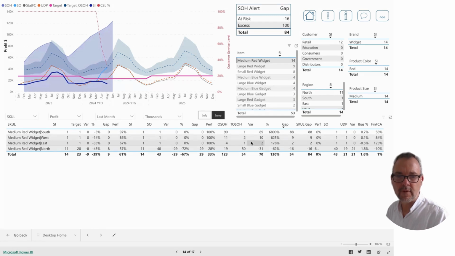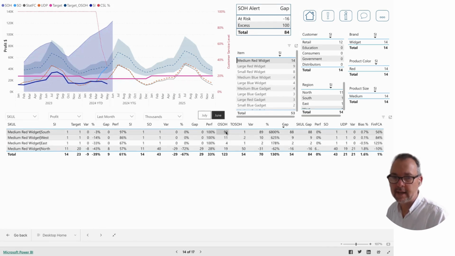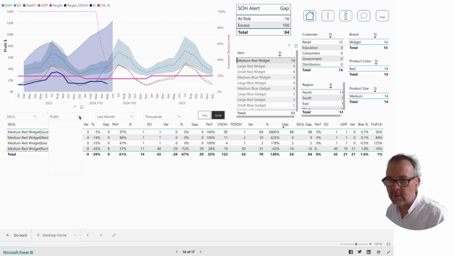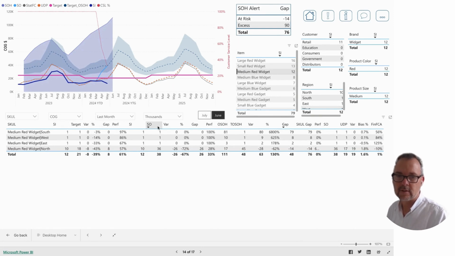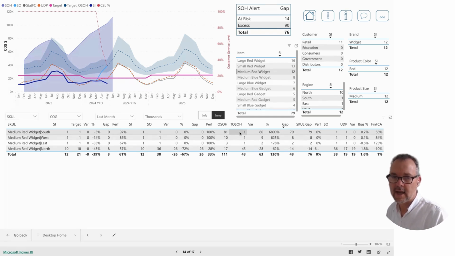If we move over to the right, where we can see opening stock on hand, we can look at medium red widgets in the south, and we see that our opening stock on hand was $90,000. We're looking at this in profit. Let's change this to say COGS. So if we look at it in COGS, based on our cost of goods, we've got $81,000 worth of opening stock, where the target was $1,000. And that's medium red widgets in the south.